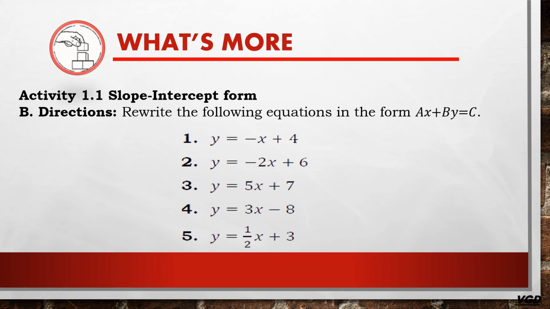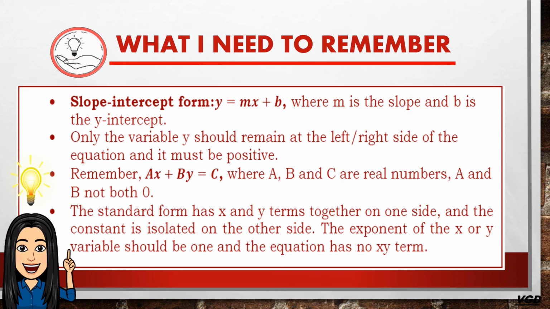We have here B, directions. Rewrite the following equations in the form of ax plus by equals c. Number 1, y equals negative x plus 4. Number 2, y equals negative 2x plus 6. Number 3, y equals 5x plus 7. Number 4, y equals 3x minus 8. And number 5, y equals 1/2 x plus 3. So that's the end of the activity.